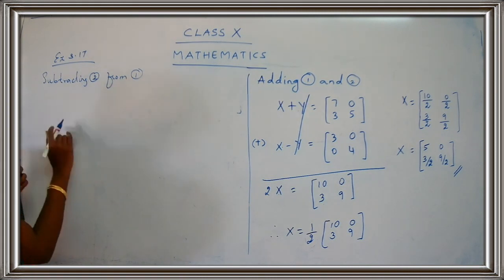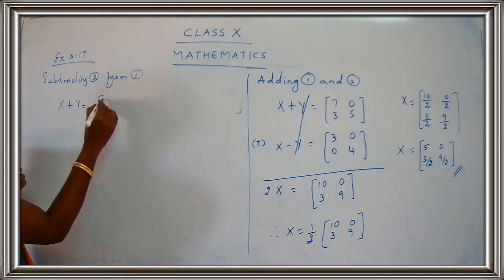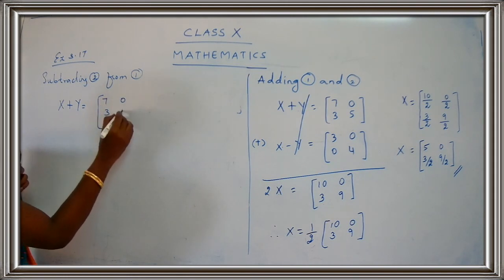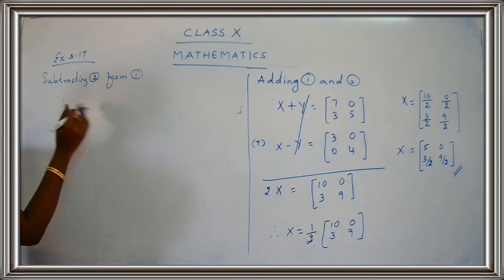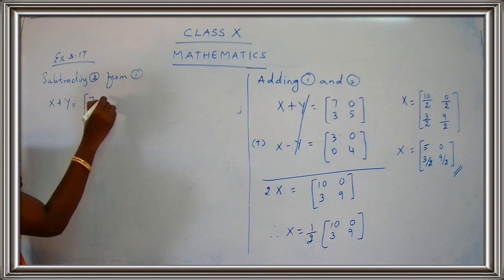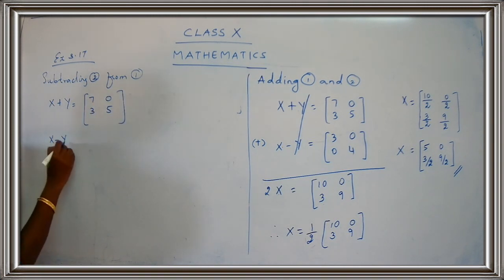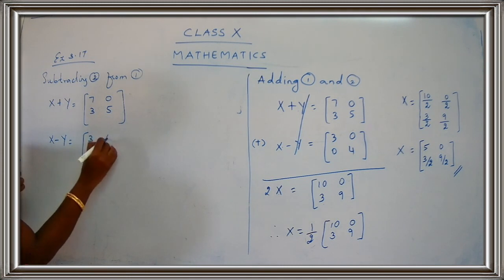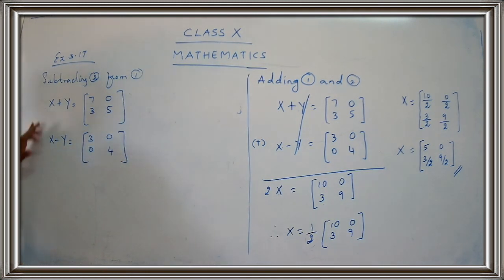So write down first: x plus y is equal to 7035. I'll just write down this side. x plus y is equal to 7035. x minus y is equal to 3004. So we have just taken the same sets of numbers. We have taken x plus y and we have taken x minus y.